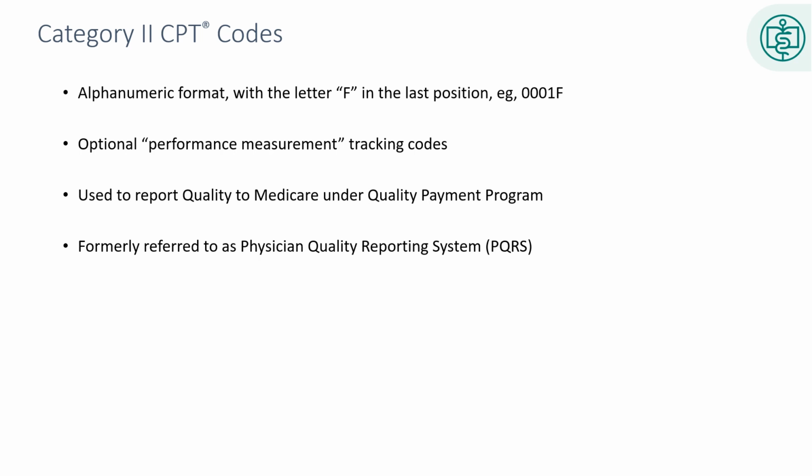Behind the Category 1 CPT codes are the Category 2 CPT codes. Category 2 codes are 5-character alphanumeric codes that end with the letter F, F like fracture. These codes are used for performance measurements and one method for reporting quality both to commercial insurance carriers as well as to Medicare for use with the Quality Payment Program. The Category 2 codes were previously known as the Physician Quality Reporting System, PQRS codes.